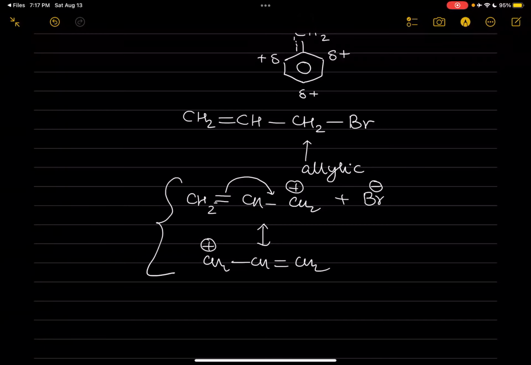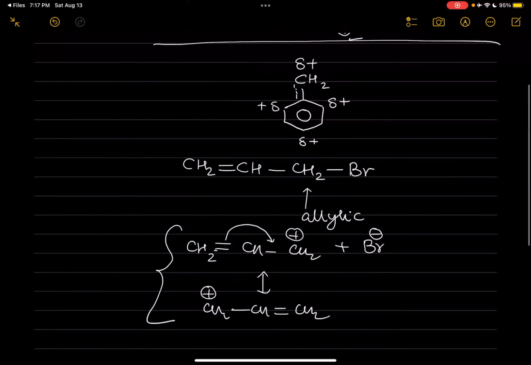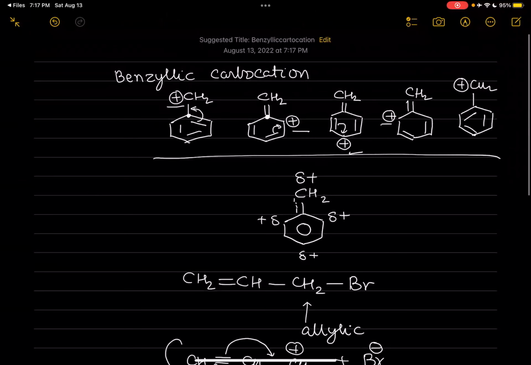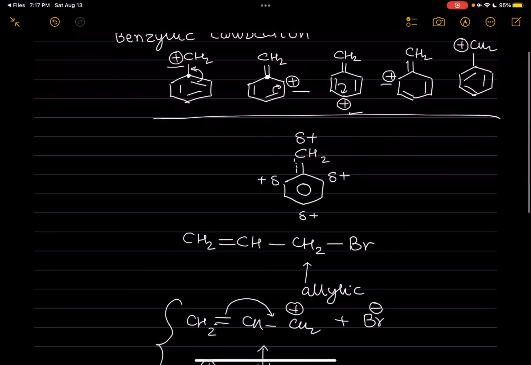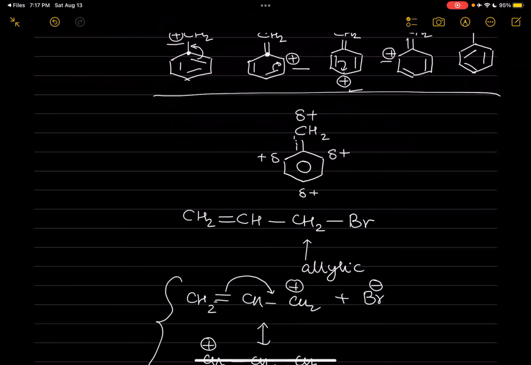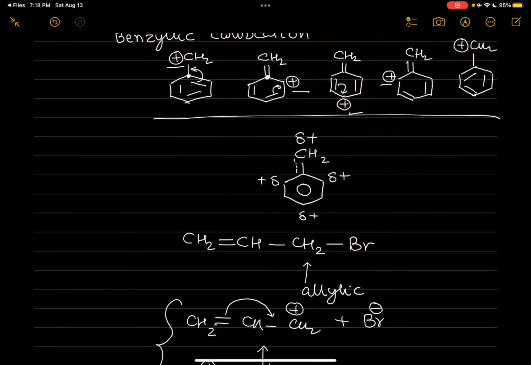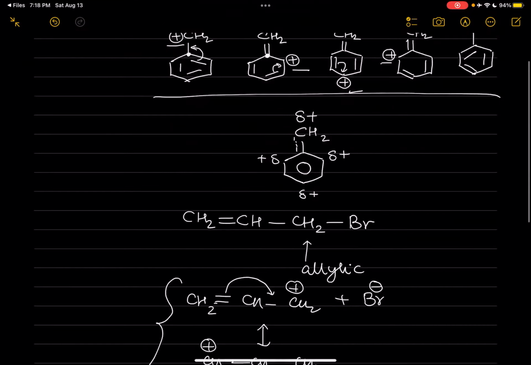Okay, so allylic and benzylic substrates can form very stable carbocations, and thus they can undergo SN1 reaction very easily. They can also undergo SN2 reaction, because the double bond stabilizes the transition state. But SN1 also happens very easily, because the carbocation is stabilized. Is it clear?